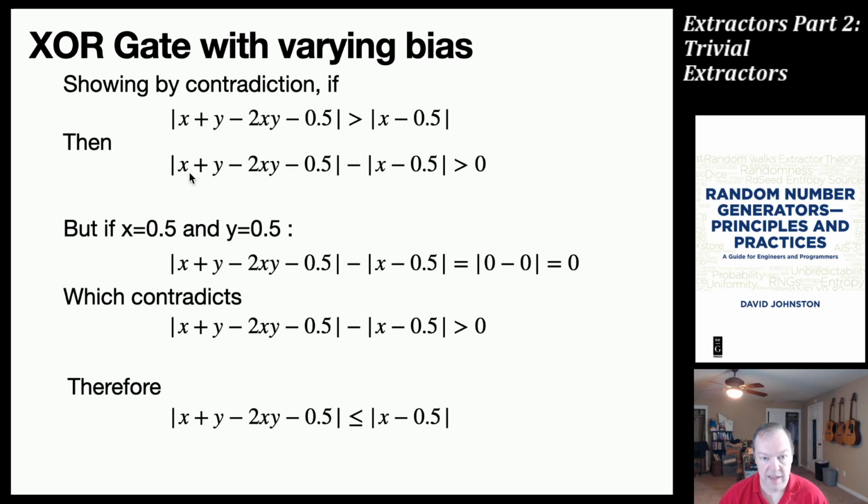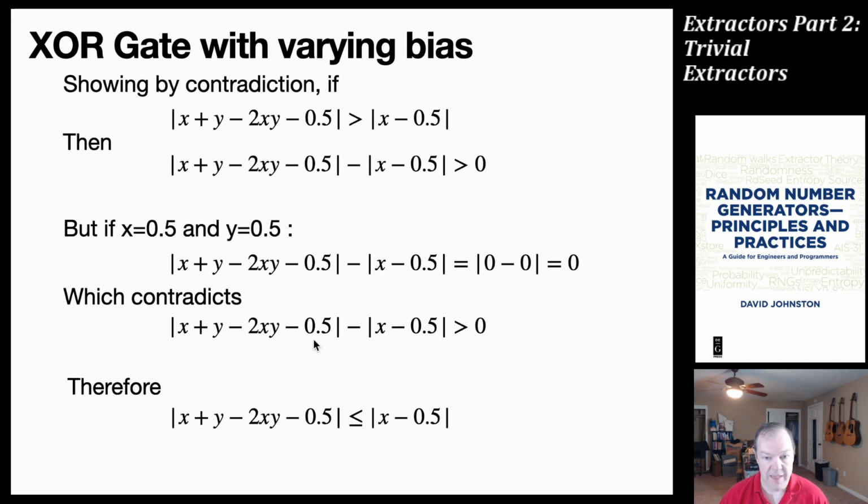then we can just rearrange it to say the absolute value of X plus Y minus 2XY minus 0.5, minus the absolute value of X minus 0.5, is greater than 0. But we can plug in X and Y. X and Y, their biases, go from 0 to 1, and if we plug in the midpoint, 0.5 and 0.5, we get the absolute values, and what we get is 0 minus 0, which is equal to 0.